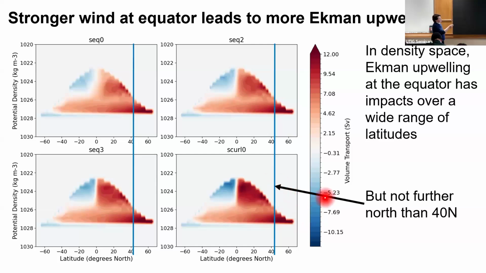And so, yeah, in density space, it seems like the Ekman upwelling is impacting what we see over a wide range of latitudes, but not north of this blue line, which is 40 north. So why does it not? Why is 40 north the limit?